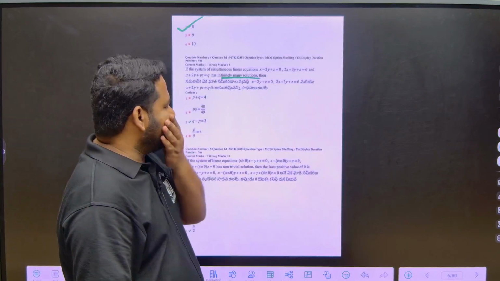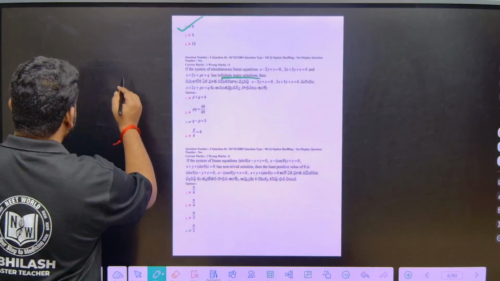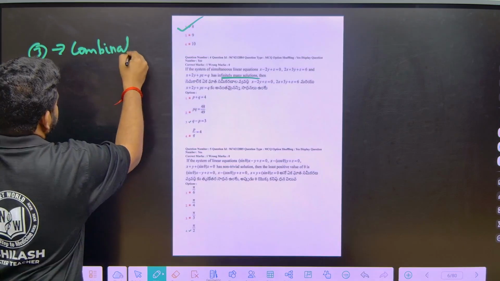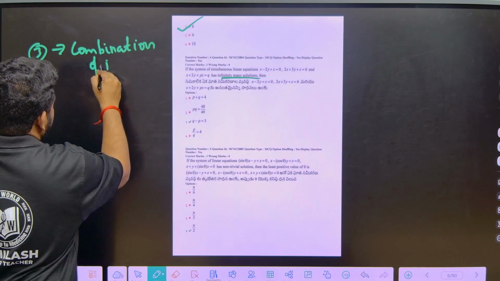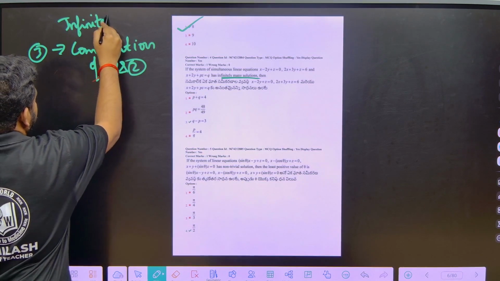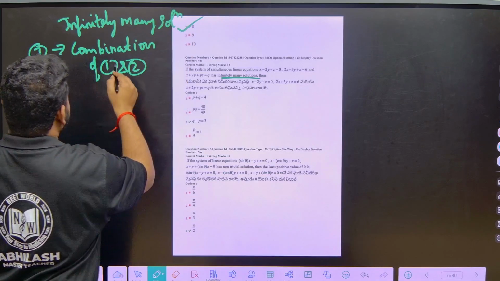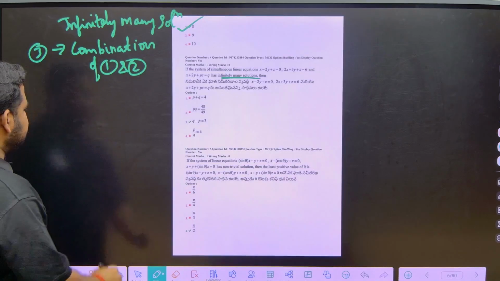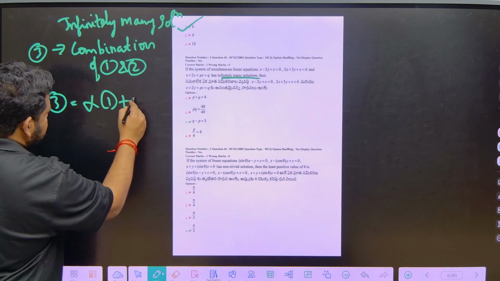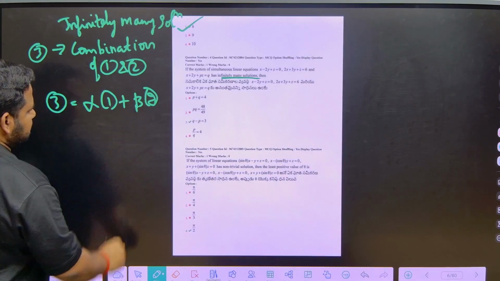One thing you have to understand is that when we have infinitely many solutions, then you can write the third equation as a combination of 1 and 2. The third equation can be written as a combination of the first and second equations. That is, the third equation is equal to alpha times 1 plus beta times 2. That is the meaning of it.